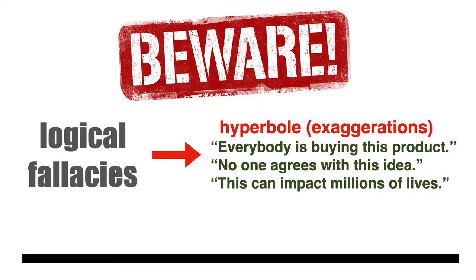One common type of logical fallacy is hyperbole. A hyperbole is an exaggeration. Statements like, "Everybody is buying this product," or "No one agrees with this idea," or "This can impact millions of lives." Those all contain exaggerations. Watch out for words like all, none, never, always. These can give you a clue that there is an exaggeration being made.